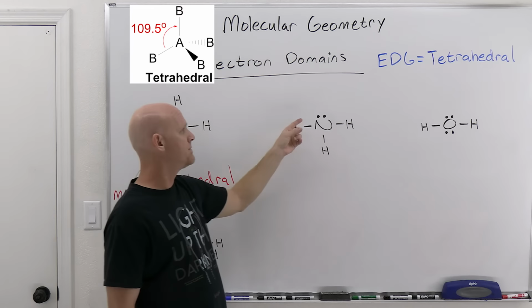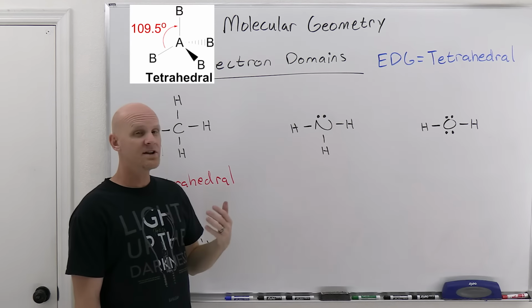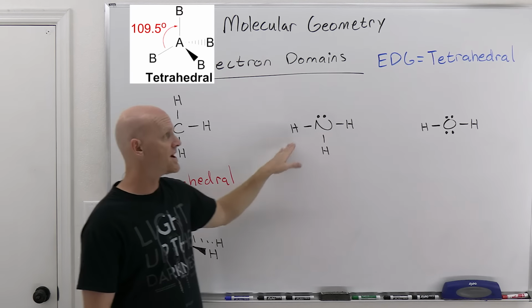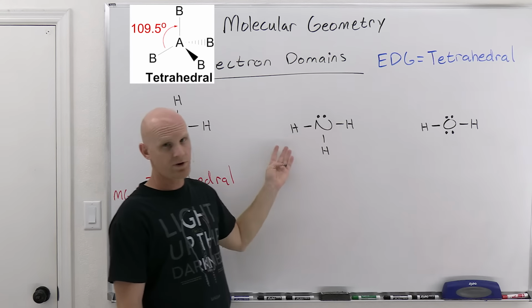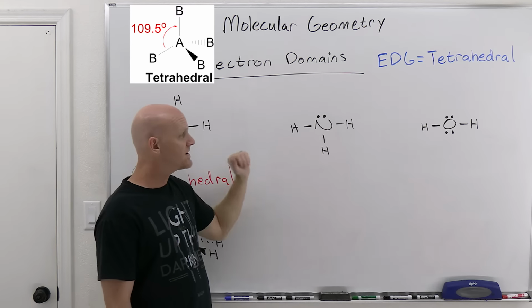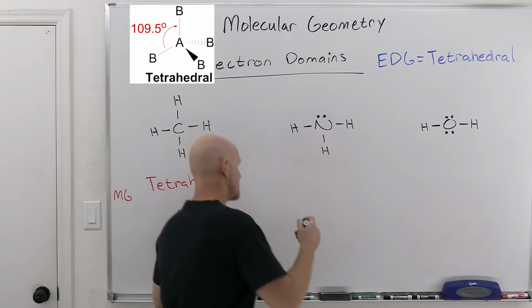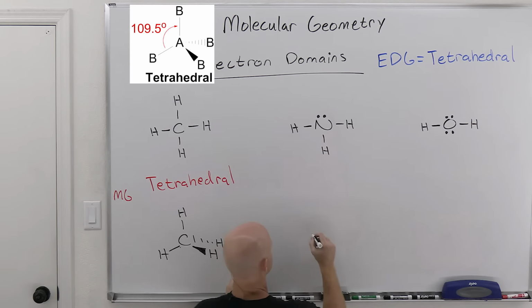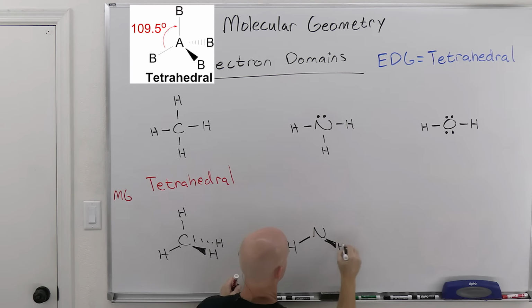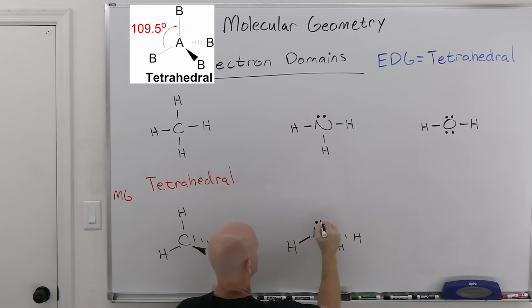Okay, so now we're going to put a lone pair on there, and that's going to change a couple of things. One, it doesn't change the electron domain geometry. With 4 domains, it's still tetrahedral, but it is going to change the molecular geometry. First, we'll draw the shape here and try to represent it. We're going to have a hydrogen here, here, and here, and then the lone pair of electrons.